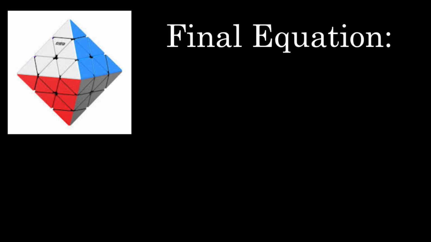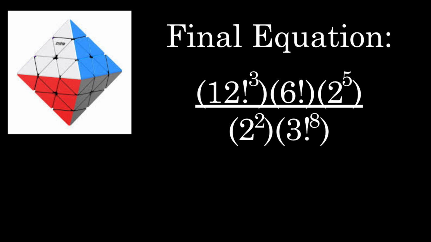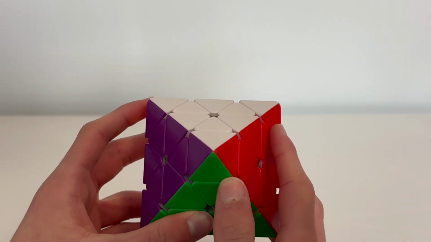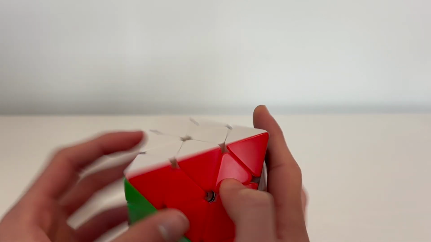Putting together our 3 piece types, and this is our final equation, right? Well, just like 2x2 and 4x4, we have the same problem. There are no fixed centers. We can fix this by dividing by all of the duplicate orientations.